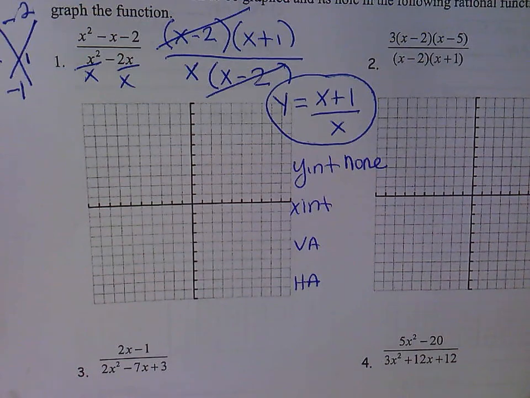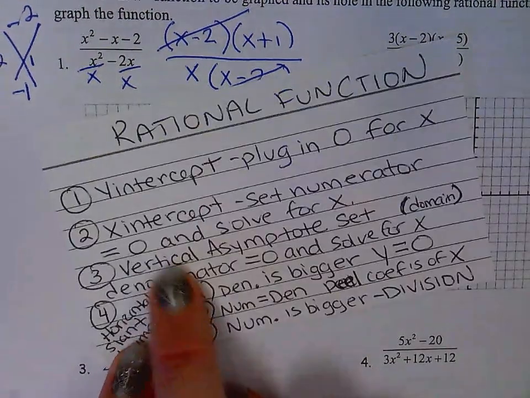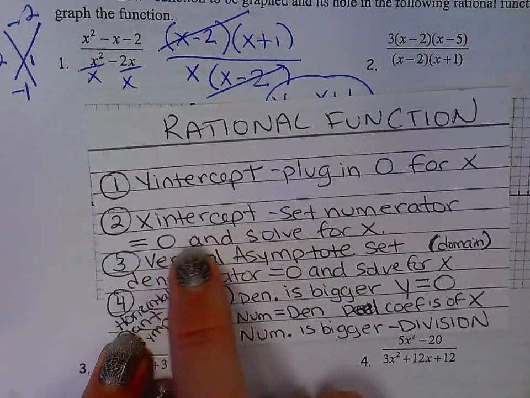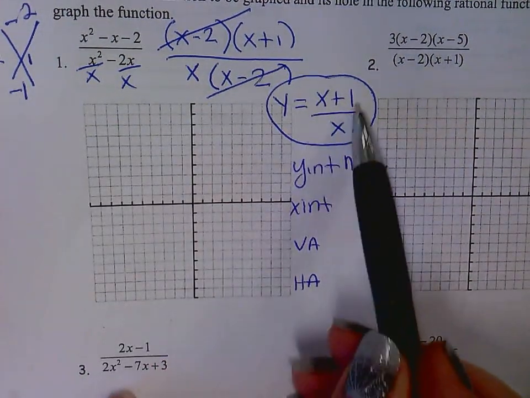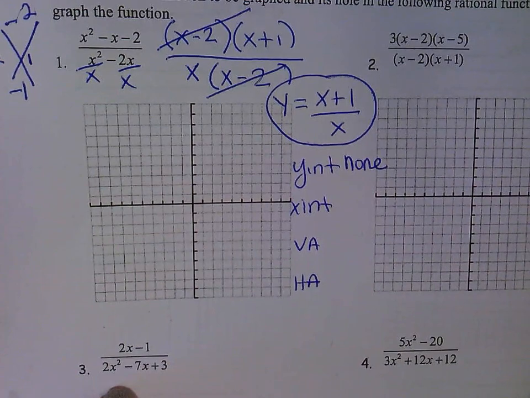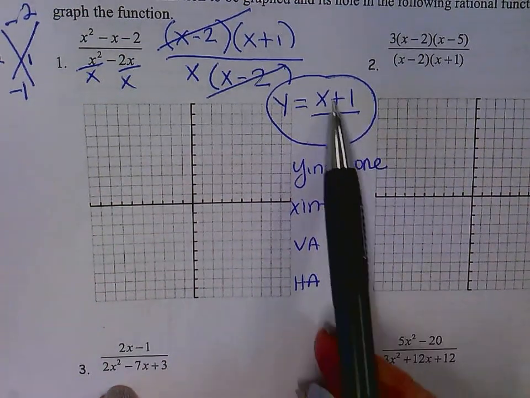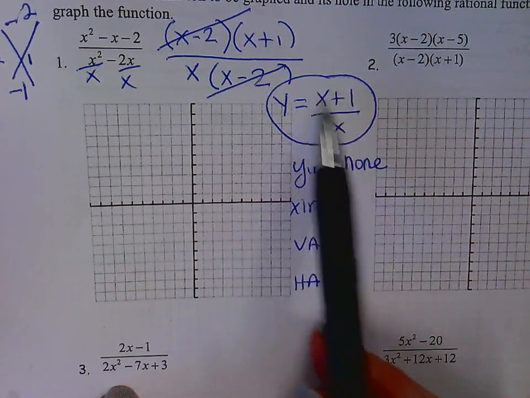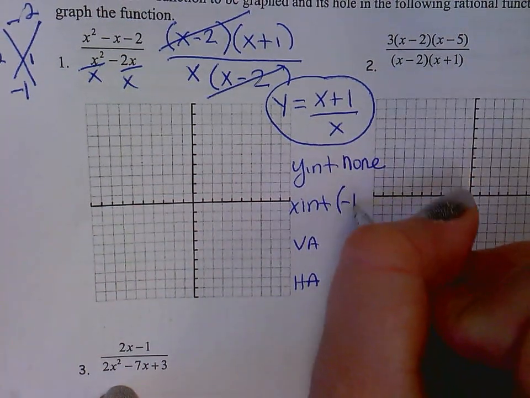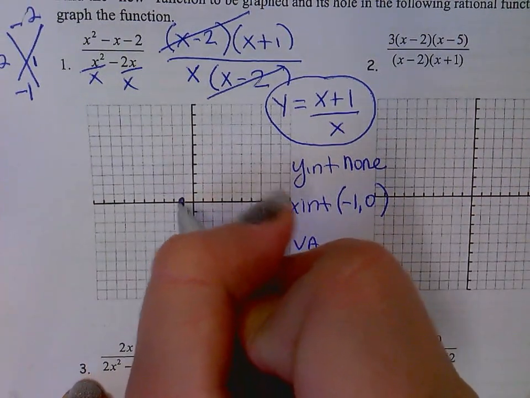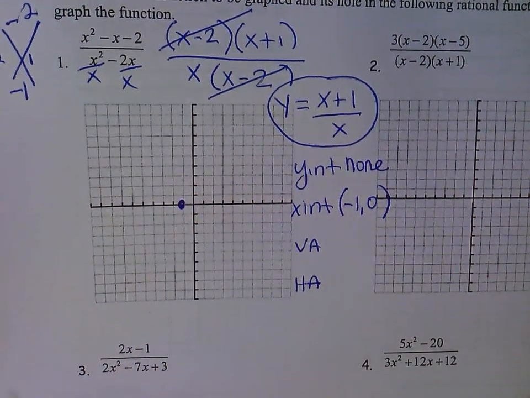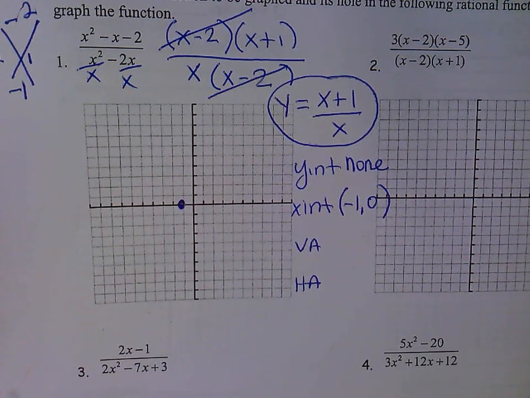What about for my x-intercept? It says set your numerator equal to 0 and solve for x. If x plus 1 equals 0, what does x have to be? -1, right? -1 plus 1 will give me 0. All right, I finally got something that I can plot on my graph. So my x-intercept is over there at -1, 0.